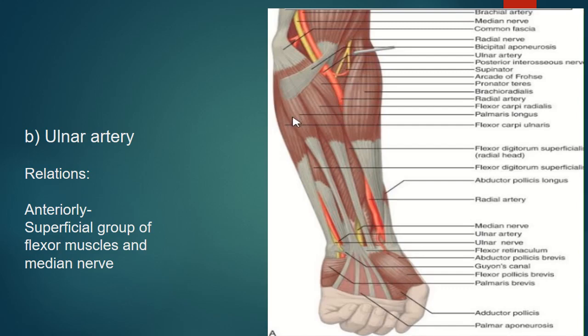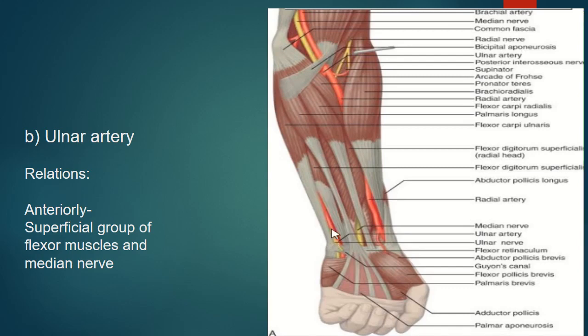These four have a common flexor origin at this point. This is the flexor carpi ulnaris, this is palmaris longus, this is flexor carpi radialis and the pronator teres muscle. These muscles lie anterior to the ulnar artery in the upper half of the forearm. We have to remove these muscles if we want to see the course of ulnar artery in the forearm.